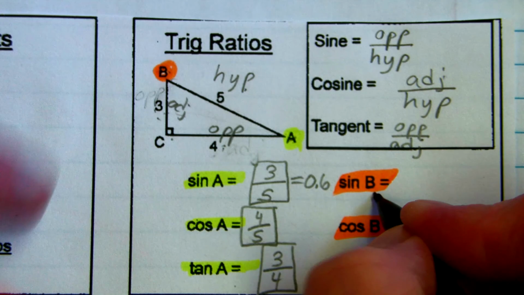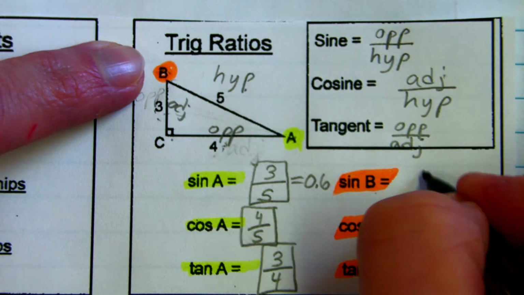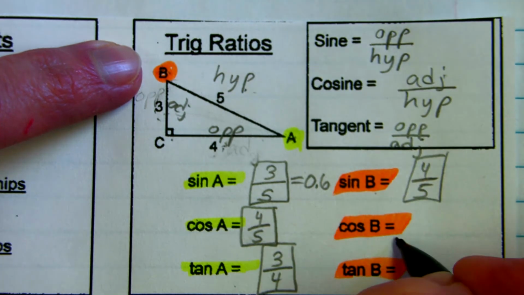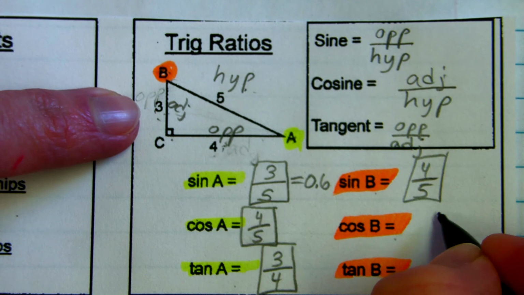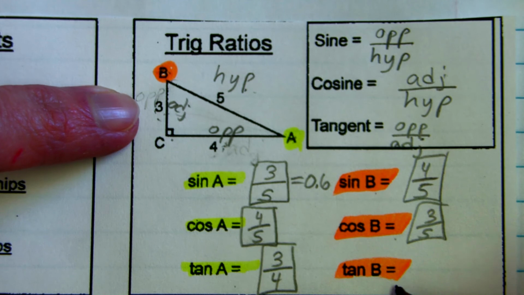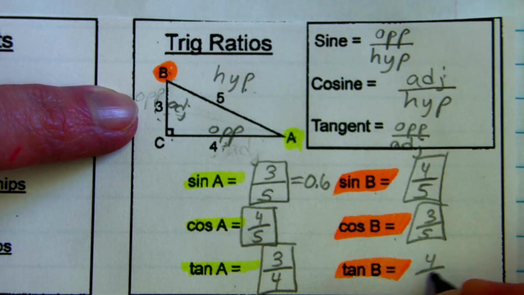So sine B is opposite over hypotenuse, and so the opposite from B is 4, hypotenuse is 5. Cosine B is adjacent over hypotenuse, so that's 3 over 5. And then tangent B is opposite over adjacent, and so that will be 4/3.